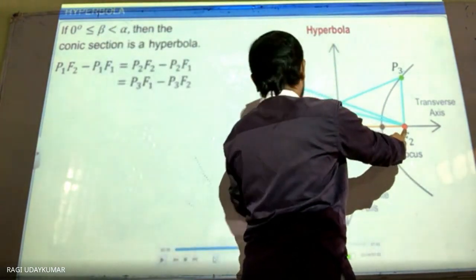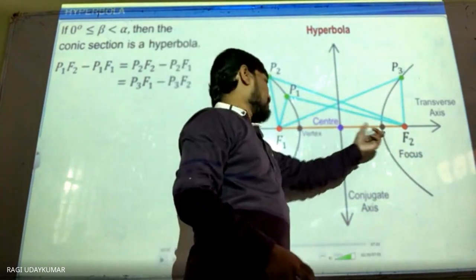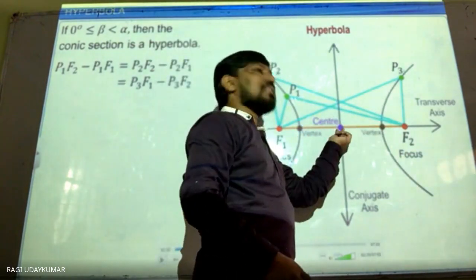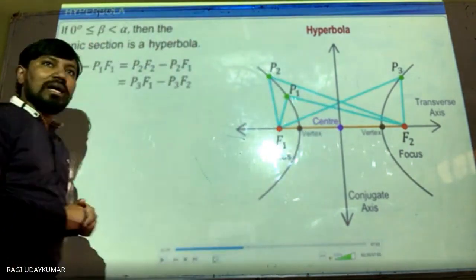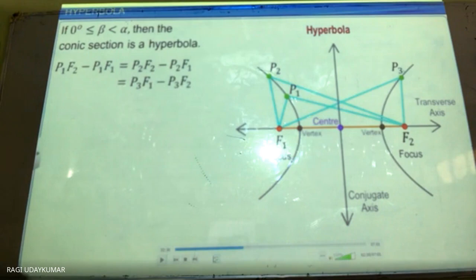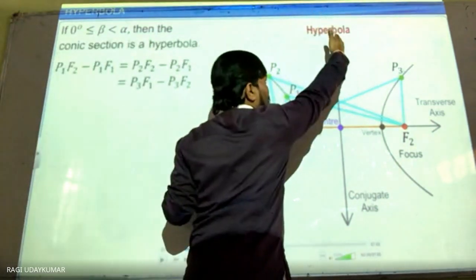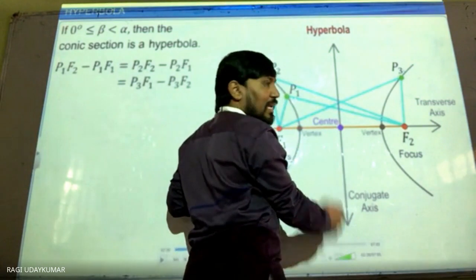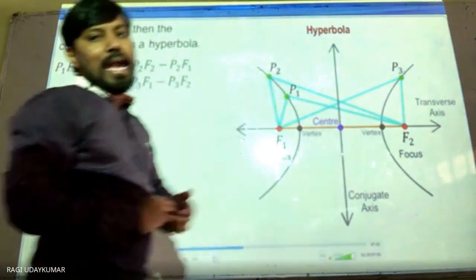And these are the foci. The midpoint of the line segment joining the two vertices is called the center. This is called the center of the hyperbola. The line which is passing through the center and perpendicular to the transverse axis is called the conjugate axis.